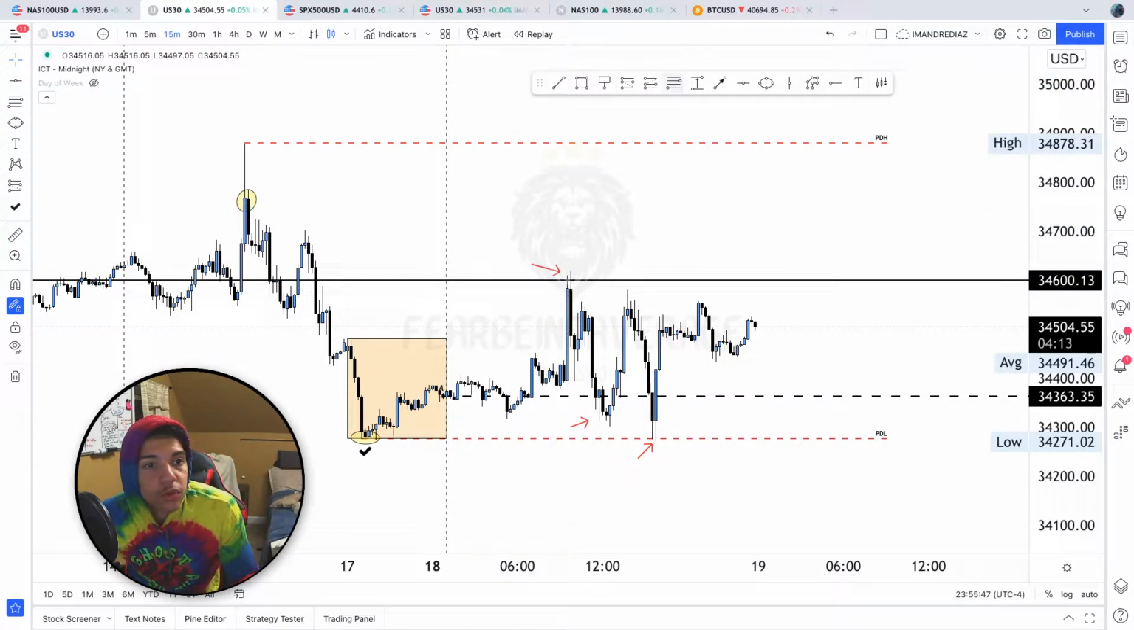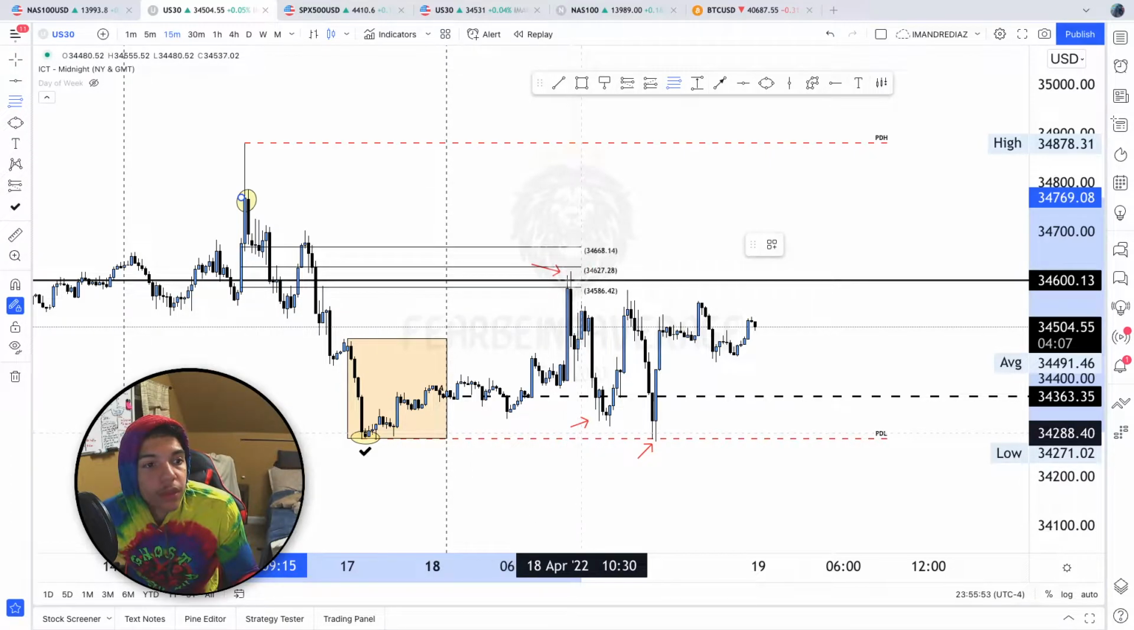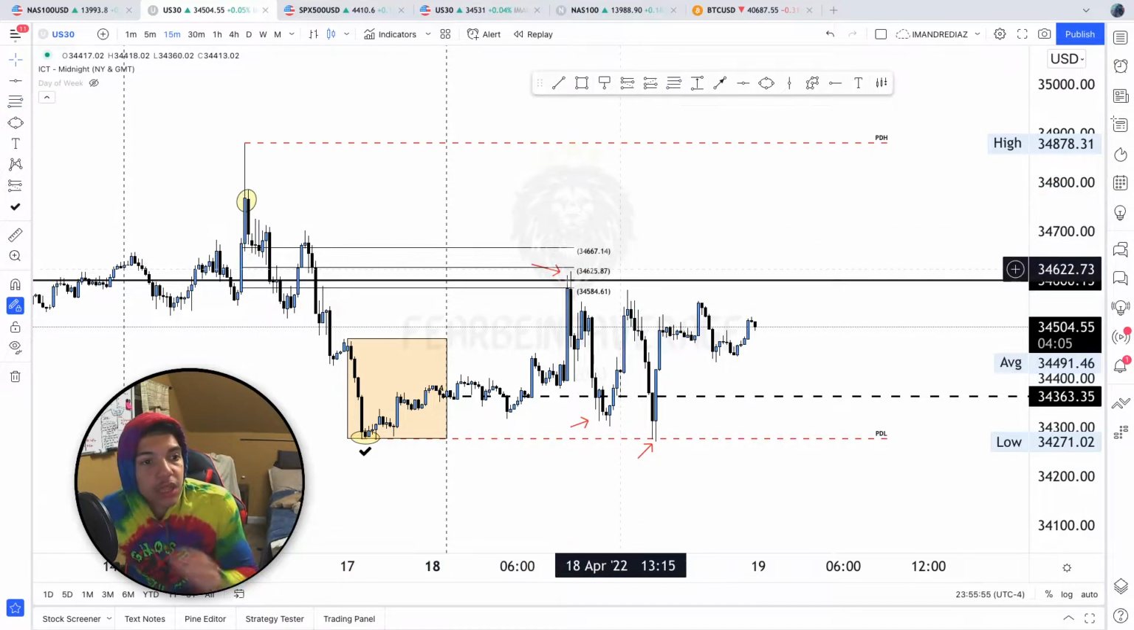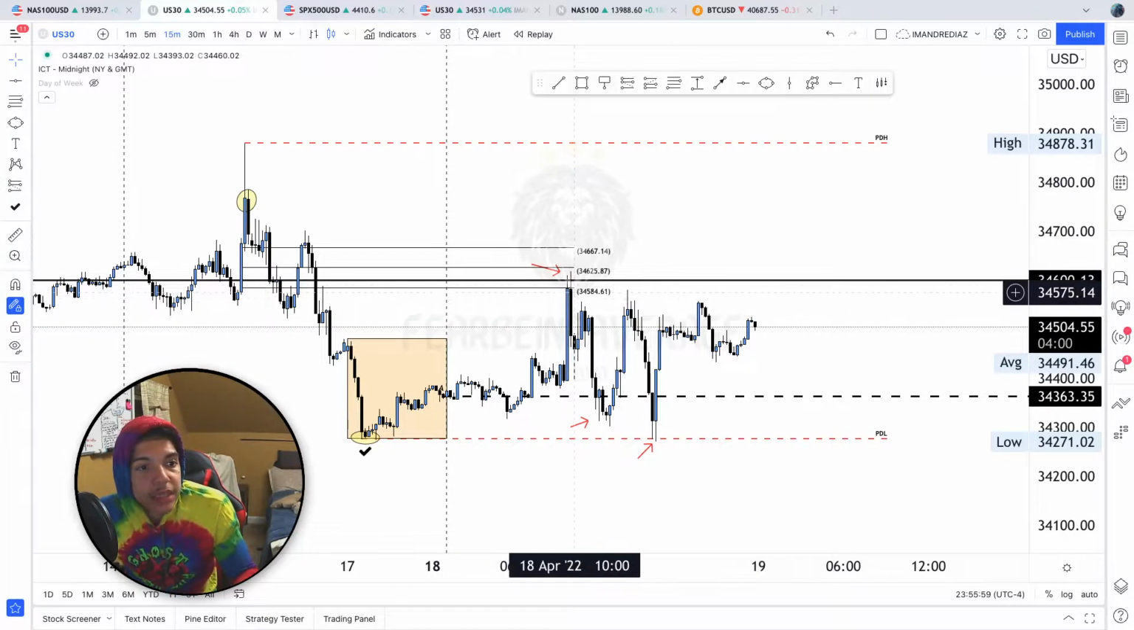And also, we're going to pull our fib from the previous day's high to the previous day's low, which is going to be right here. We're going to drag it over. And then boom, what do we see? We see that price tapped into the 34,600 at 9:45, and it tapped into our fib short that we have right here at the 62%.